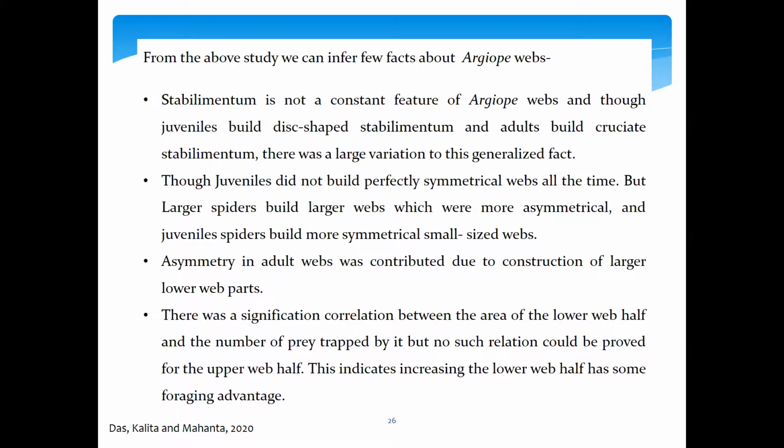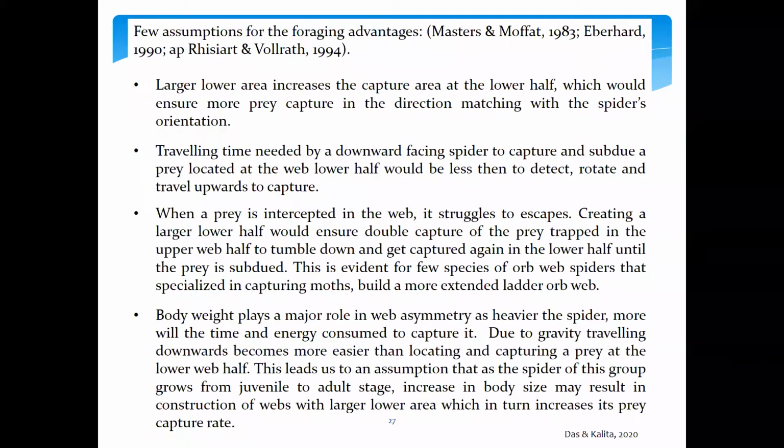Asymmetry in adult webs was contributed by the construction of a larger lower web part. And the last thing is there was a significant correlation between the area of the lower web hub and the number of prey trapped. But no such relationship could be proved for the upper web hub. This indicates that increasing the lower web hub had some foraging advantage.